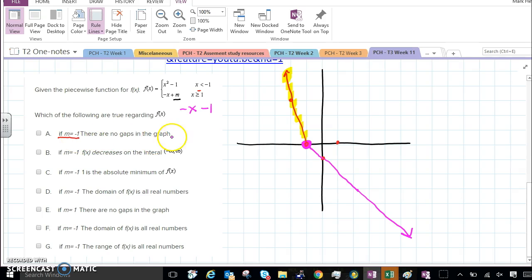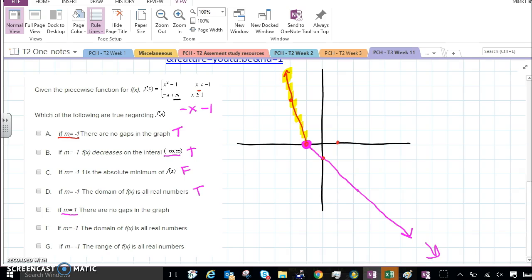There are no gaps in the graph. That's true. If m equals -1, f decreases on the interval -infinity to infinity. That's true because we decrease the whole time. 1 is the absolute minimum. That's false. There is no absolute minimum because this goes on forever. The domain is all real numbers. That's true.